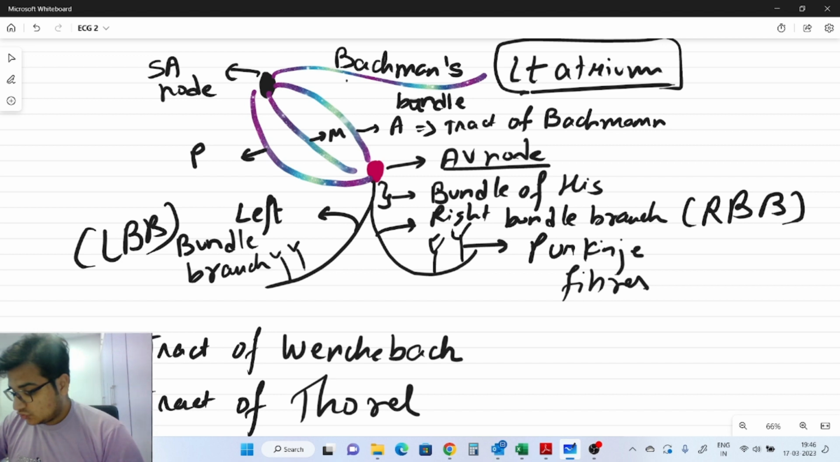Okay. So the left bundle branch. I was telling you the bundle of His is an extension of the AV node, a very short part, and then it divides into the left bundle branch and right bundle branch. Left bundle branch will take the electrical impulses to the left atrium, the left ventricle, and the right bundle branch will take impulses to the right ventricle.